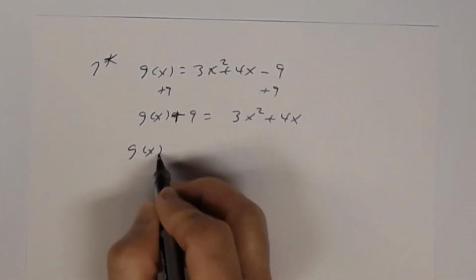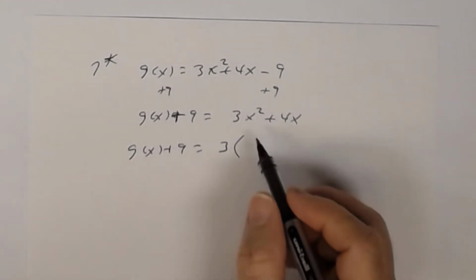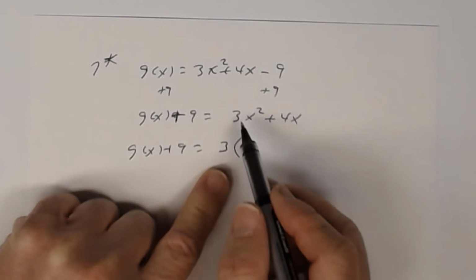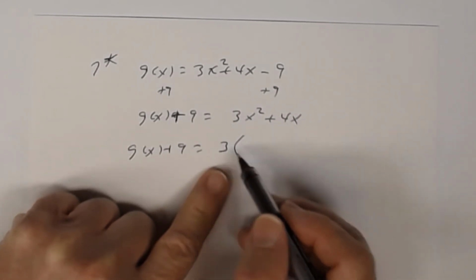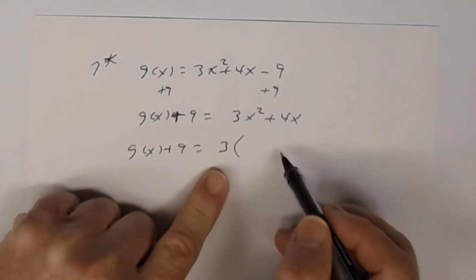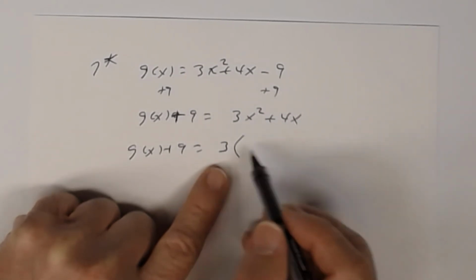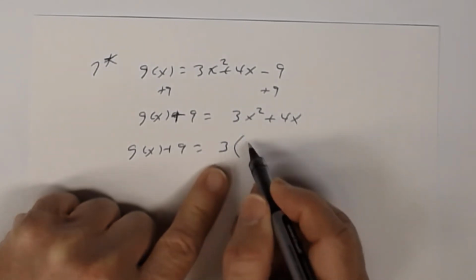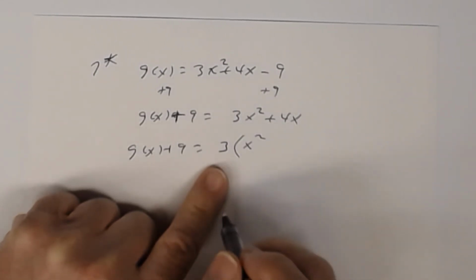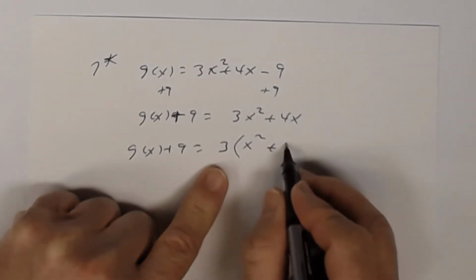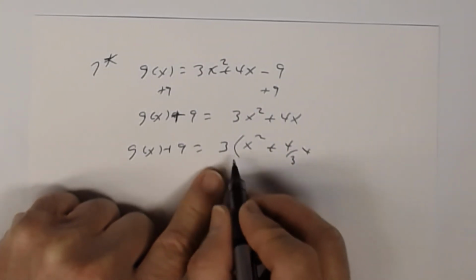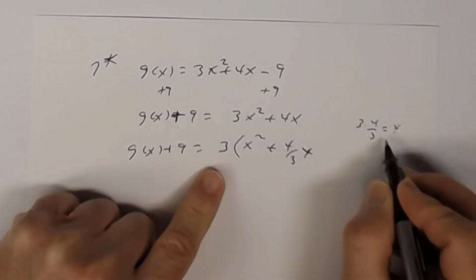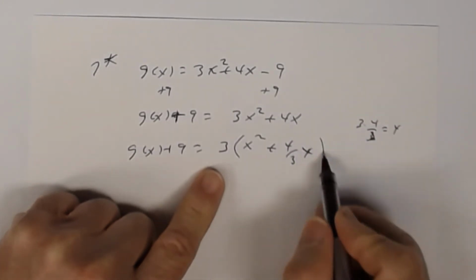So we get g of x plus 9 equals 3 times, all right, now remember what we talked about in a previous problem. When factoring out the 3, just like you did in a previous course, you're going to say 3 times what is 3x squared, and 3 times what is 4x. And to get that, you're just taking the coefficient and dividing by this number, 3. So 3 divided by 3 is 1, so this should be 1x squared, right? 3 times 1x squared is 3x squared. 4 divided by 3 is 4/3, and so this should be 4/3 x. It makes sense because 3 times 4/3 is 4, and that's what you wanted.